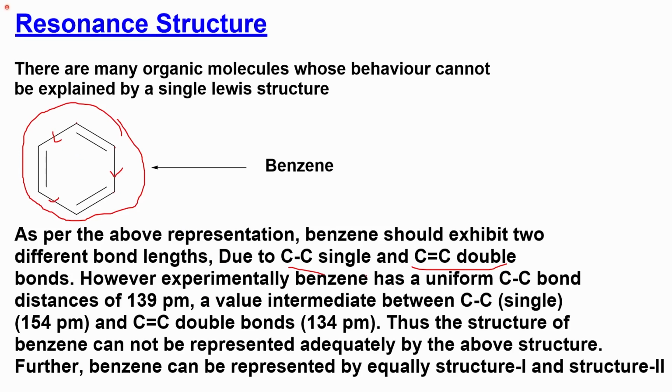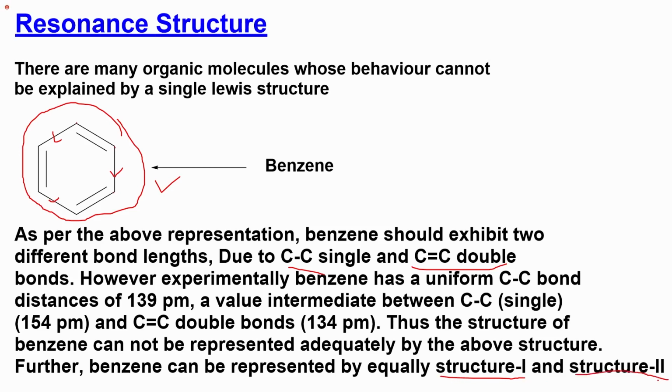So they are saying that three single bonds and three double bonds are there, but experimentally, benzene has uniform carbon-carbon bond distances of 139 picometer, which is a value intermediate between the carbon-carbon single bond, that is 154 picometer, and the carbon-carbon double bond, that is 134 picometer. Thus, the structure of benzene cannot be represented adequately by the above structure. This is the above structure. Now, benzene can be represented by equally structure 1 and structure 2.